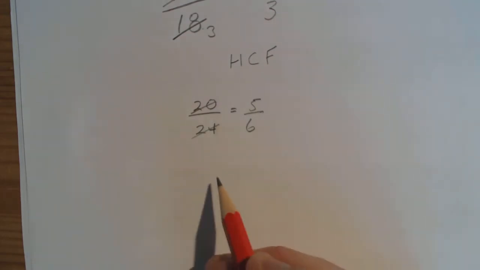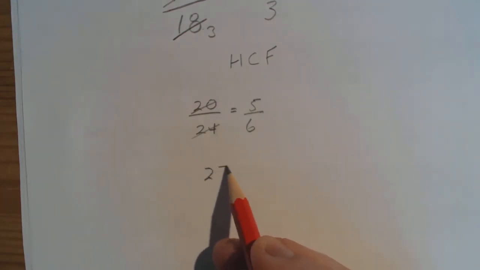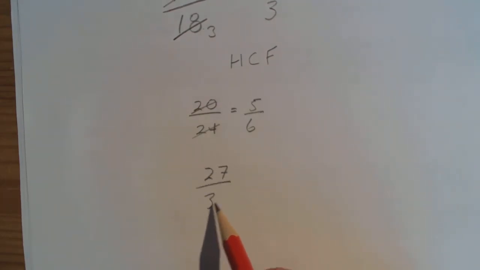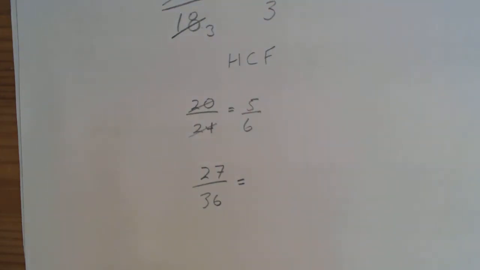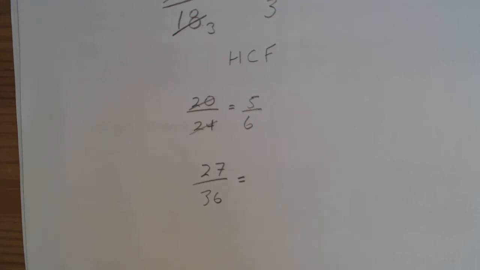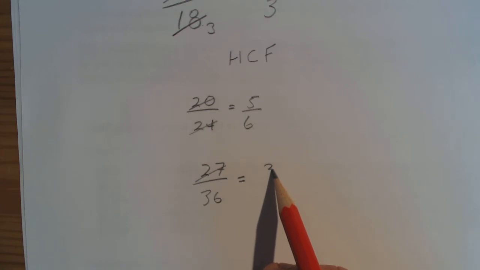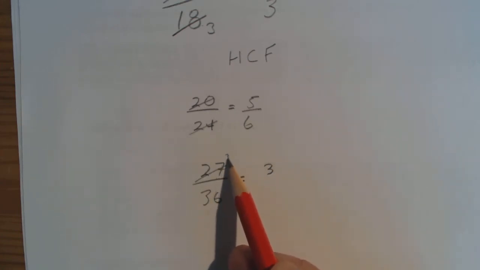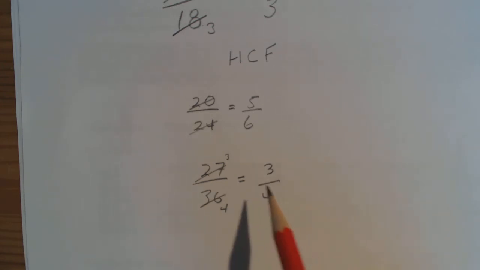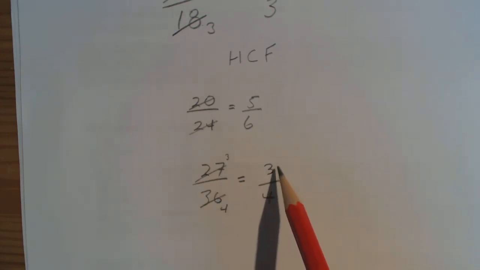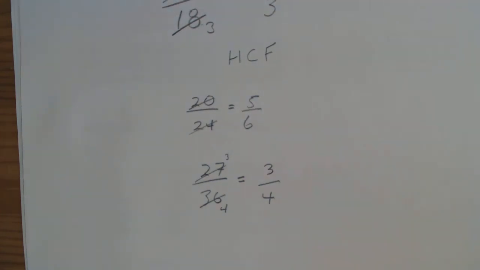Now let's do one more. Let's do 27 over 36. Okay, so let's simplify that. Now, what's the largest number that divides into 27 and 36? What's the highest common factor? It will be 9. 9 into 27 goes 3 times. 9 into 36 goes 4 times. So 27 over 36 is reduced or simplified to 3 over 4.